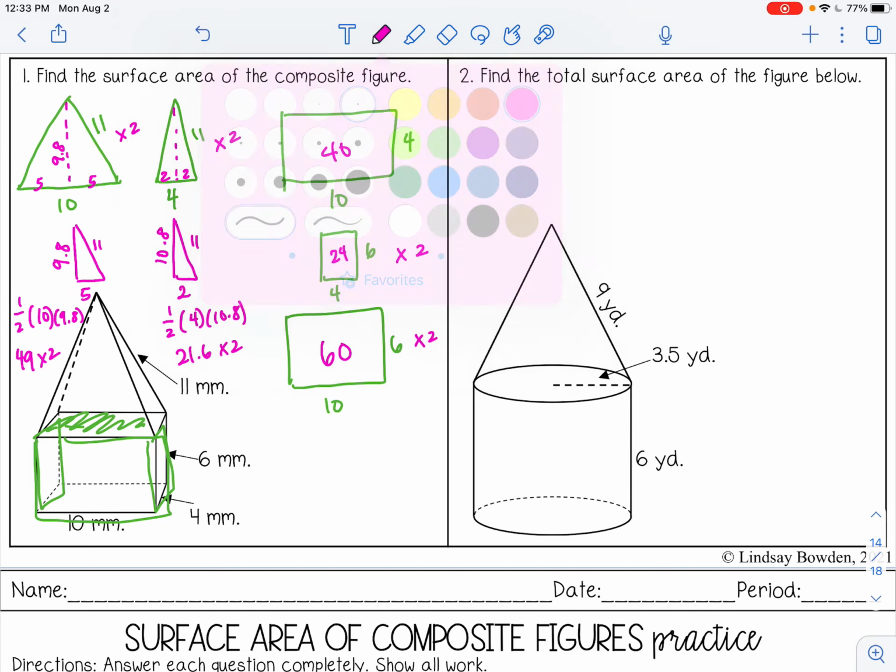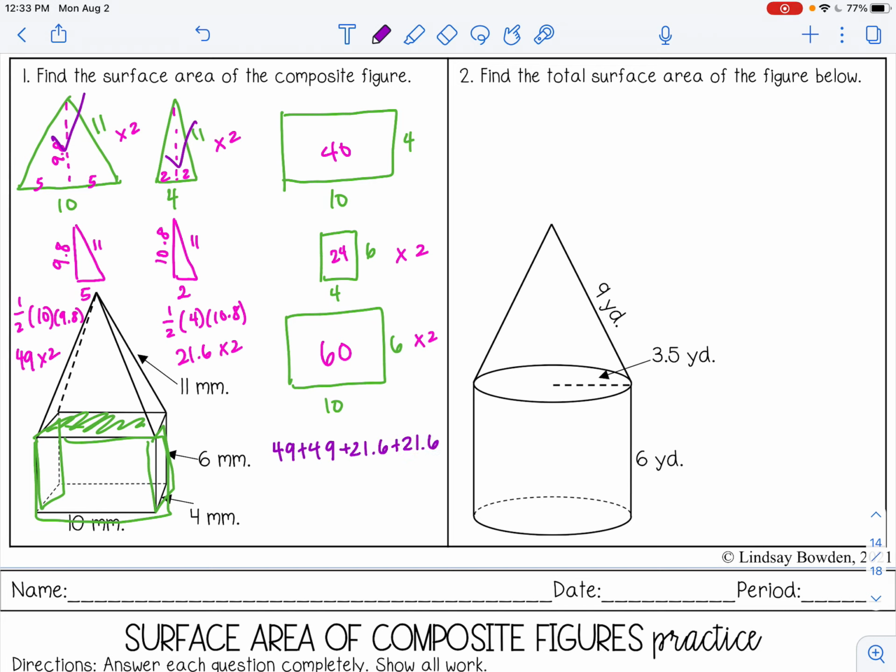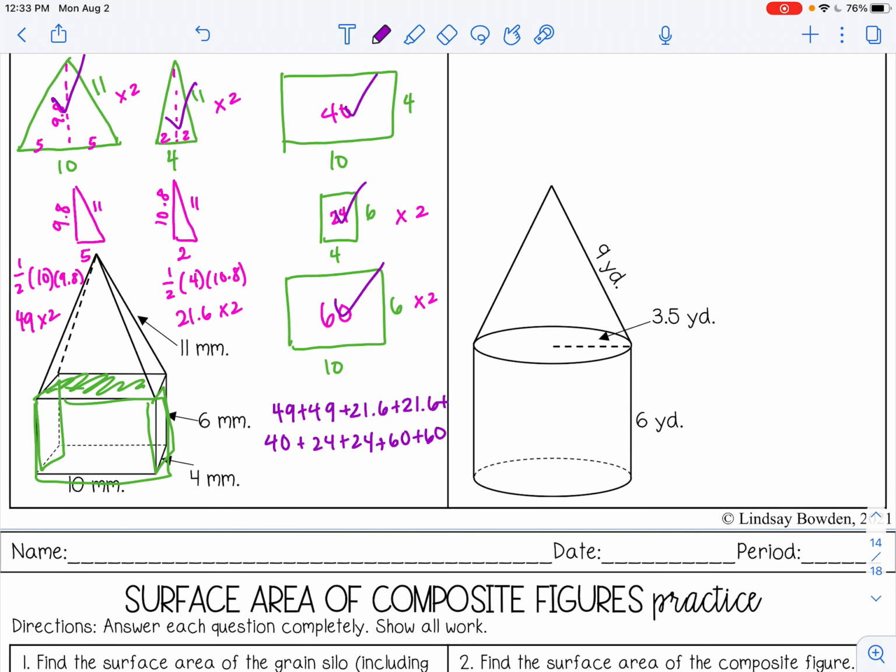All right, so adding it all together, we got a lot going on here. This is one of the more difficult ones. We have 49 plus 49. Okay, check. We have 21.6 plus 21.6, check. We have just that 140. I'm just going to continue on, check. Plus 24 plus 24, check. Plus 60 plus 60, check. That should give me all of the faces that are showing. All right, so grab a calculator, add all those up. And we should have gotten 349.2 millimeters squared.